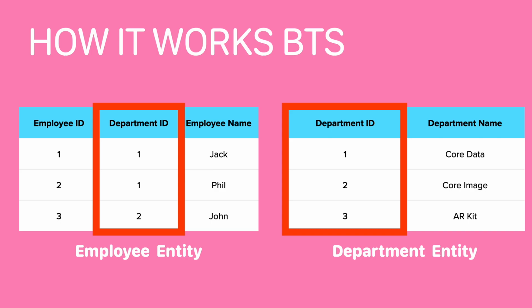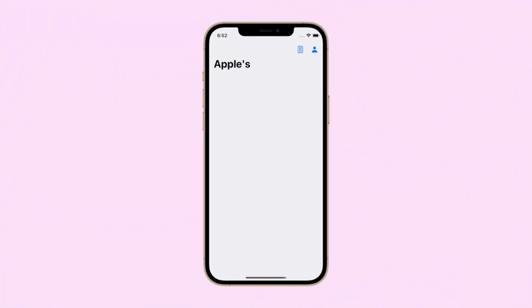Suppose we have two entities or tables called employee and department. We can say the employee table has employee ID, department ID, and employee name as attributes or columns. While the department entity has department ID and department name. Inside the employee entity, we can see department ID which stores the same ID from the department entity. So while fetching the data, we are able to fetch using the department ID inside the employee entity. So this is how a one-to-many relationship works in the background. But Core Data made this step pretty easy and you don't have to use these steps. Let's check out a demo of our app.